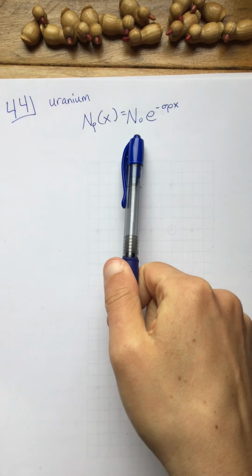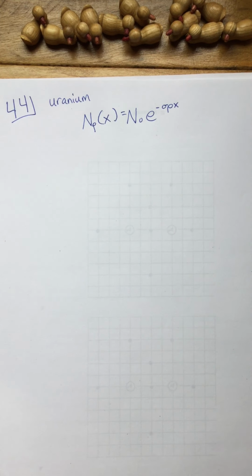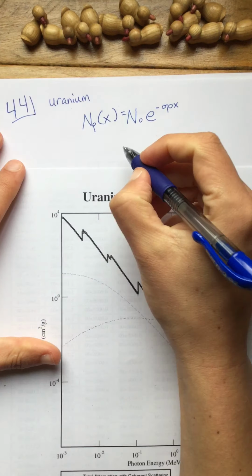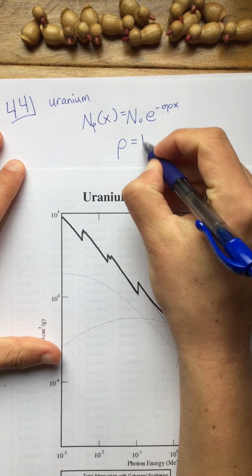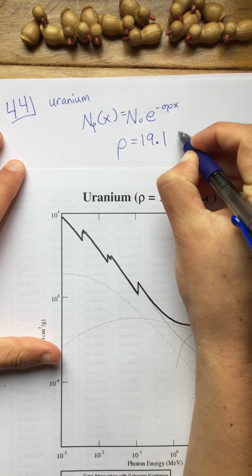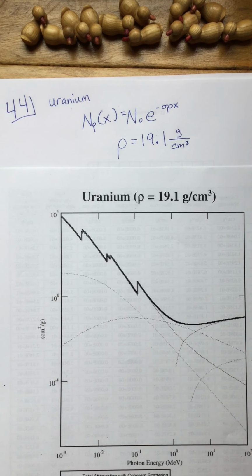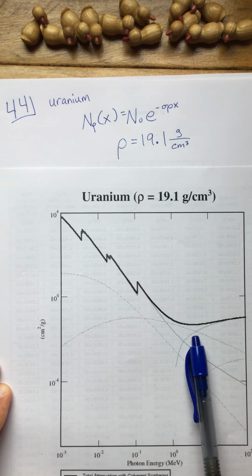Okay, so we have our equation, which is on page 13 of the textbook, and you can go to page 18 in the appendix to get the density for uranium. So rho is equal to 19.1 grams per centimeter cubed for uranium. We want to know at what energy the beam will penetrate the deepest. Well, it will penetrate the deepest when the cross-sectional area is the smallest. That will be somewhere around here.